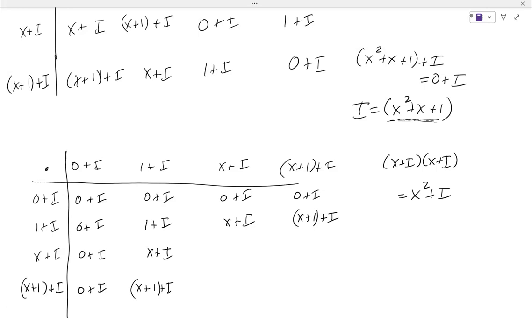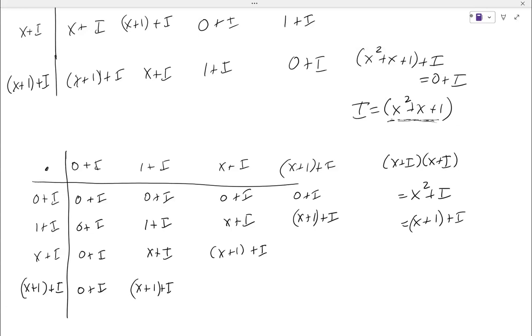So if x squared plus x plus 1 is 0, what could we say x squared was the same thing as? Negative x minus 1, but we're doing everything mod 2, so negative x is the same thing as x, and negative 1 is the same thing as 1. So this is just going to be x plus 1 plus I. Does that make sense? Let's do the other one, because then we can fill out the rest of the table pretty quickly.